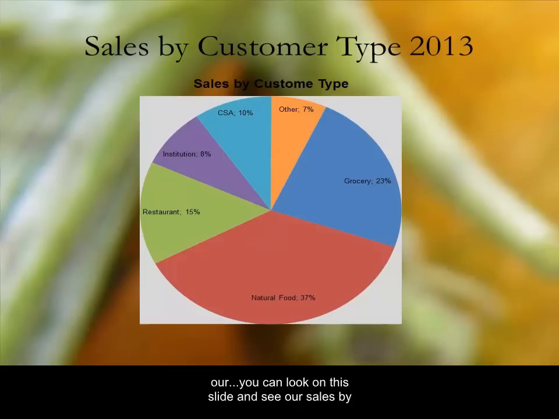You can look on this slide and see our sales by customer type in 2013. The vast majority of our sales go to natural food stores and grocery stores. And again, looking on here, you can see that our CSA contribution is about 10%. You'll see that the institutional markets, which Jan pointed to, have been a growing area in our co-op.